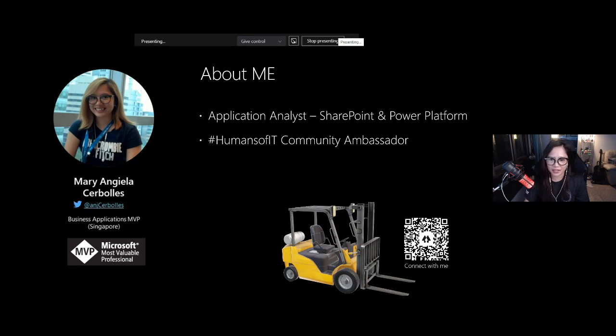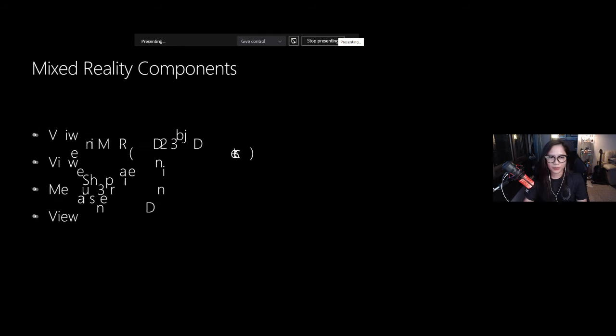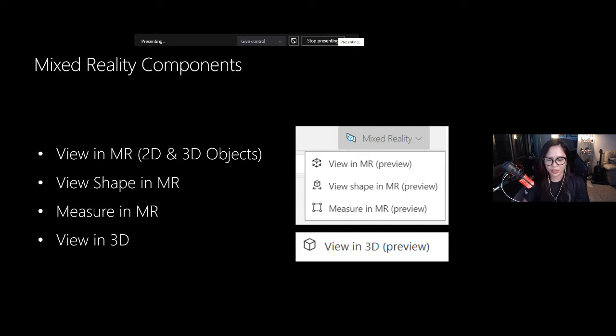And in mixed reality, in Power Apps, there are 4 components that are currently available. These are view in 3D objects, 2D objects, view in MR, measure in MR, and view shapes in MR. What are the differences between these components?